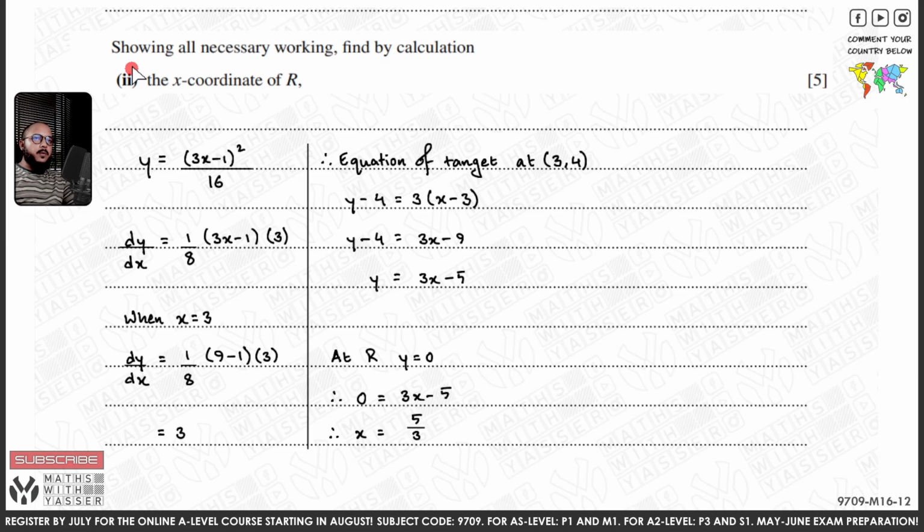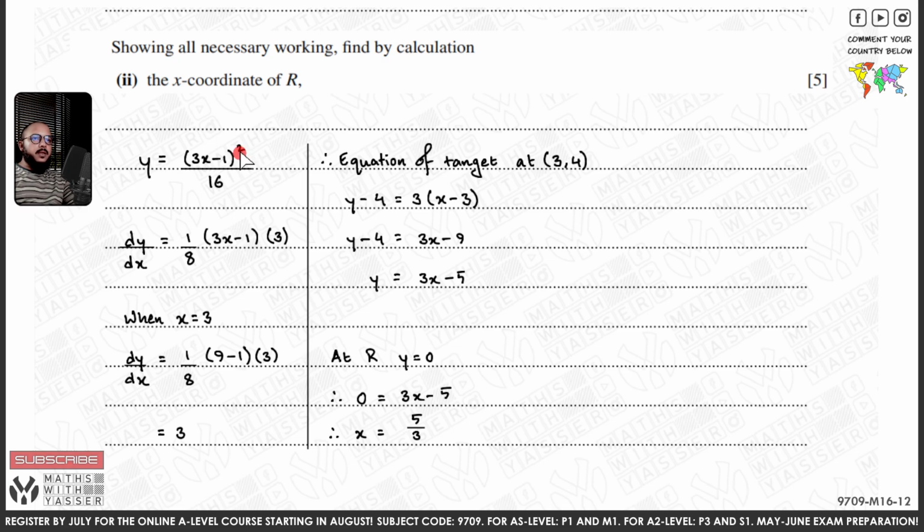In the second part of the question, it says, showing all necessary working, find by calculation the x-coordinate of R. And this is worth 5 marks. So we need to do a bit of thinking. The equation that we have, this one, is of the curve. We need to differentiate this equation so that we can get the equation of the gradient for the tangent of the curve. So this will be 1/8 of (3x minus 1), and then this is the outside differentiation. I'm just differentiating the power first.